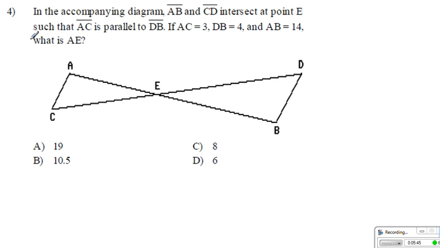Alright, let us move on. Here we have AC is equal to 3, and then DB is equal to 4. So we realize corresponding sides are in a 3 to 4 ratio, where AB is equal to 14.